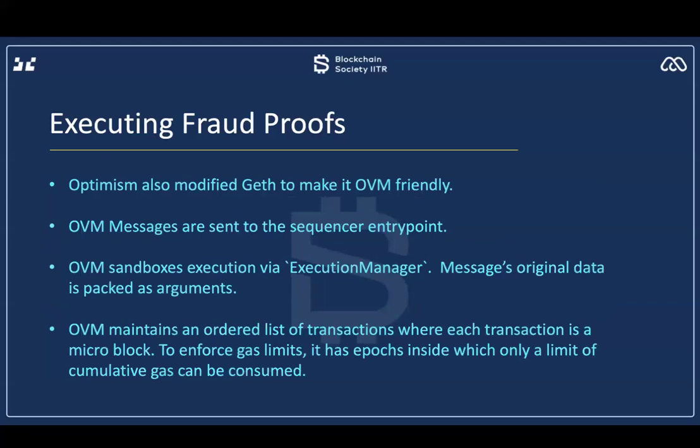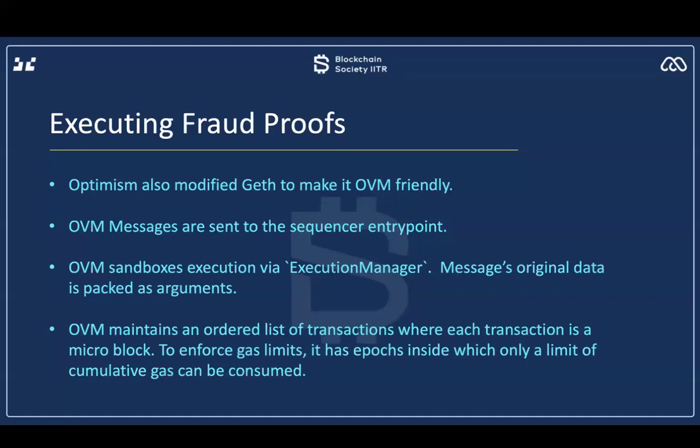And Optimism also modified Geth to make it OVM friendly. So Geth is an execution client for Ethereum. It is the most popular execution client for Ethereum. It was written in Go and developed by the Ethereum team. So Geth normally takes messages and sends them to whoever the message says you have to send it to. But Optimism changed it so that whatever message you submit to Optimism, it has to go to the sequencer's entry point.